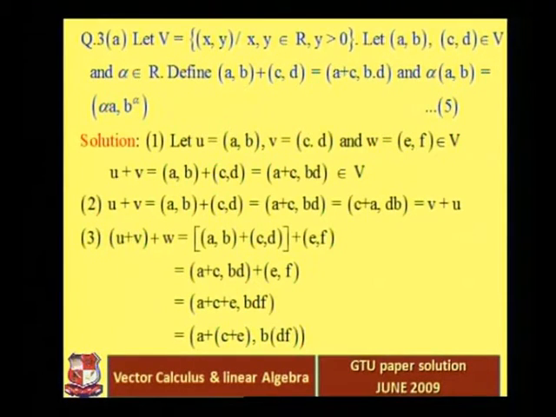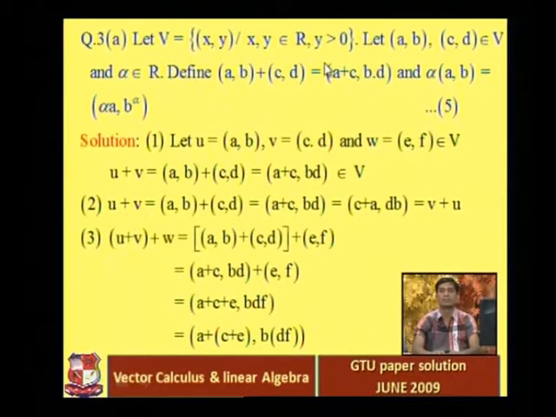Let V be equal to the set of (x, y), where x, y belong to R and y is greater than 0. Definitely this is a subset of R2 because it has two coordinates x and y, both real numbers, where the second coordinate is greater than 0.